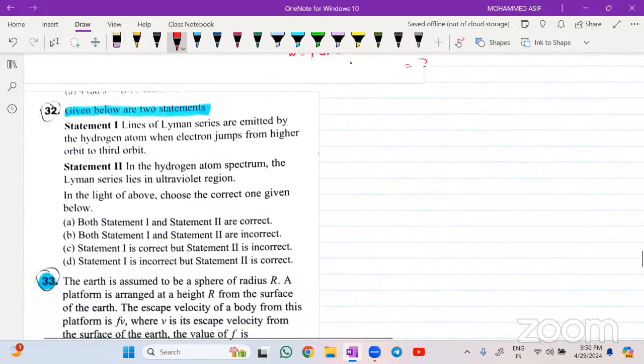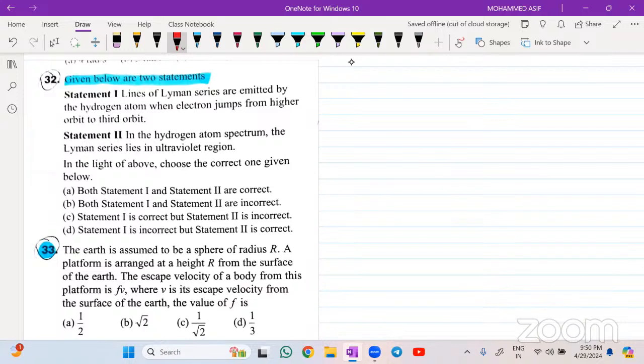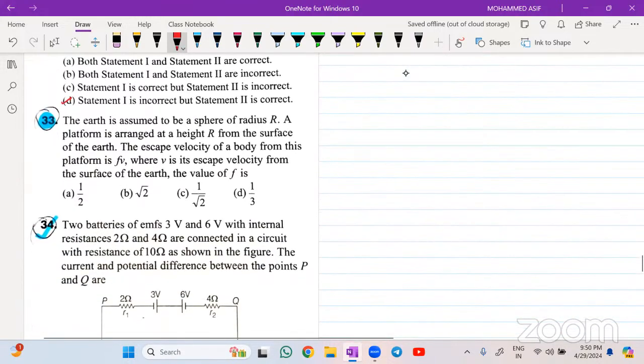Check. Question number 32. Now you all have to compulsorily tell me. Can anyone tell me what is the answer for this one? Lines of the Lyman series are emitted by the hydrogen atom when an electron jumps from a higher orbit to the third orbit. Is it true, beta? Anyone? For the Lyman series it should be to the first orbit, so blindly the first statement is wrong. Statement number 2: in the hydrogen atom spectrum, the Lyman series lies in the ultraviolet region. Exactly correct. Am I clear? Sure. So what is the answer I can write? D. Statement 1 is incorrect and statement 2 is correct. 33.